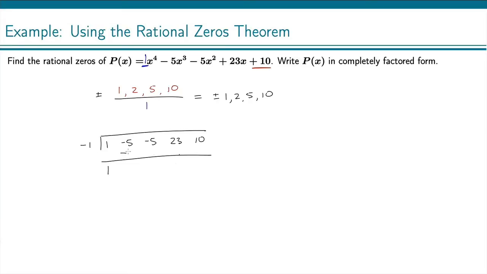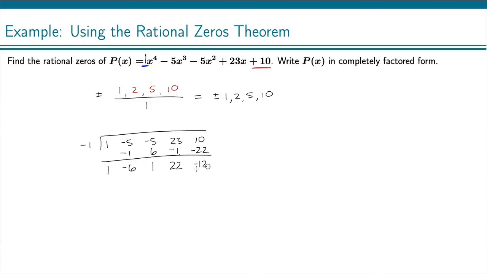1 times -1 is -1. -5 plus -1 is -6. -6 times -1 is 6. -5 plus 6 is 1. 1 times -1 is -1. 23 plus -1 is 22, and -1 times 22 is -22. Add those together and we get -12. Again, we did not get 0 here, so -1 doesn't work either.